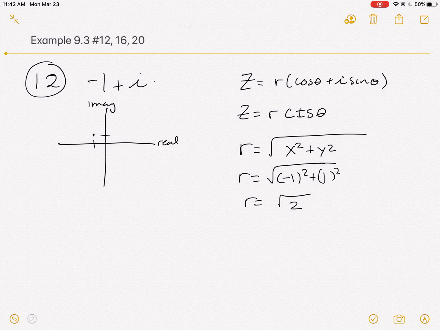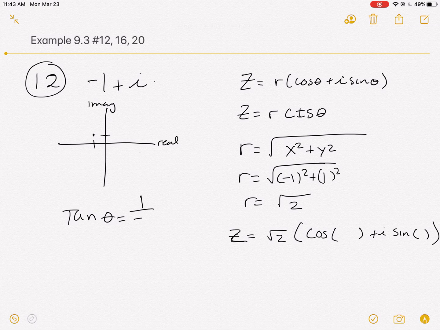So now we know our point so far for number 12. We know the r out front is root 2. We know it's cosine of an angle plus i sine of the same angle. Now they're asking for that angle in degrees. How do we get that angle? We can use the tangent. We know tangent theta is y over x, so in our case, 1 over negative 1. So tan theta is equal to negative 1.